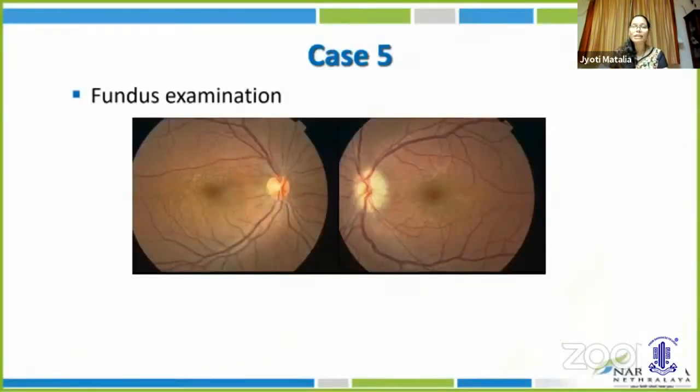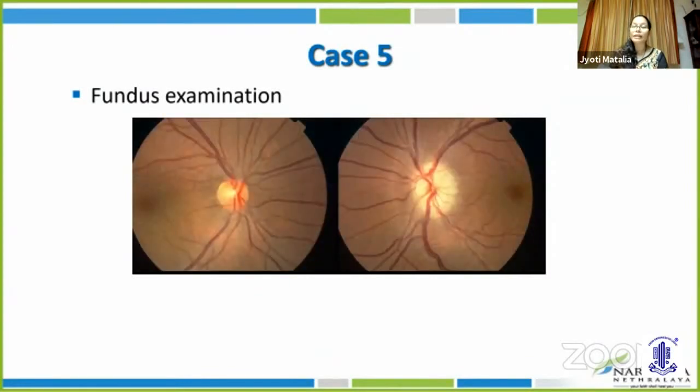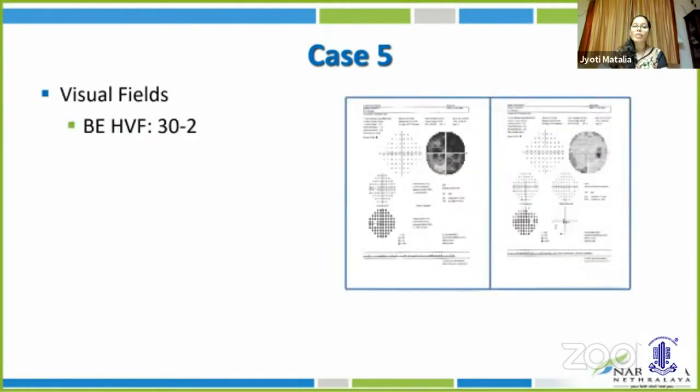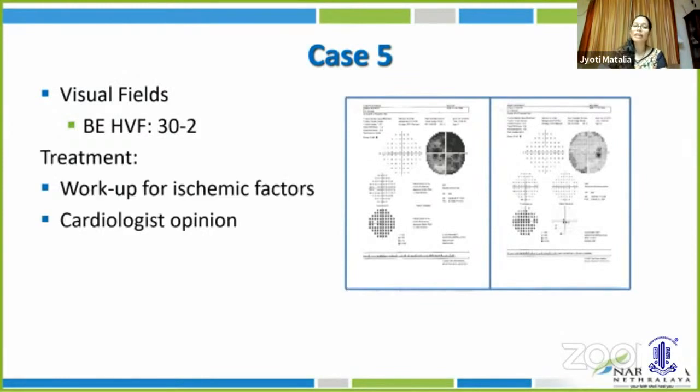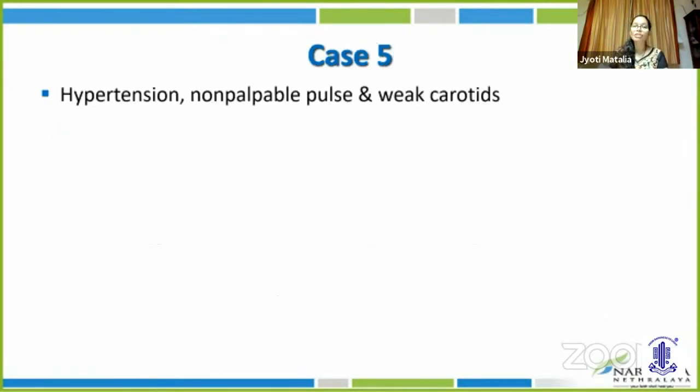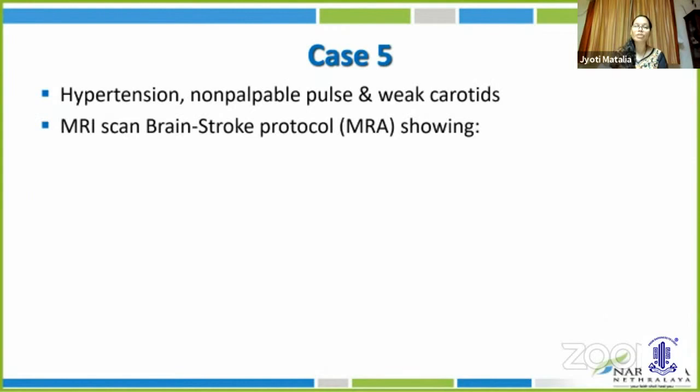If you notice, this fundus examination showed a pallid disc edema in the left eye. So we have a right eye tonic pupil, left eye anterior ischemic optic neuropathy. When we did the visual fields, obviously significant involvement was noted. A workup for ischemic factors was needed, and this is the list of ischemic factors that you tend to do in any patient, along with a cardiology reference. We realized the patient had hypertension.